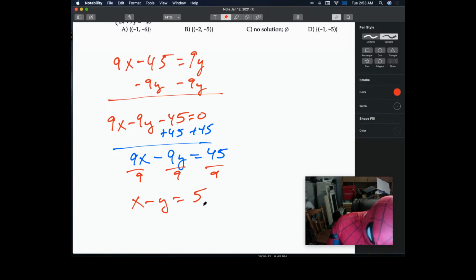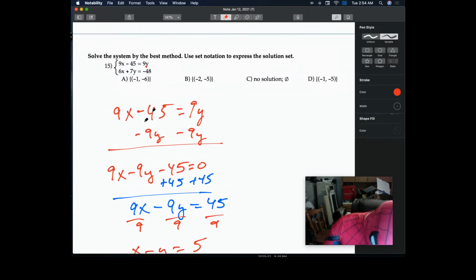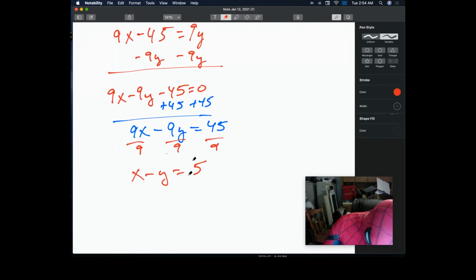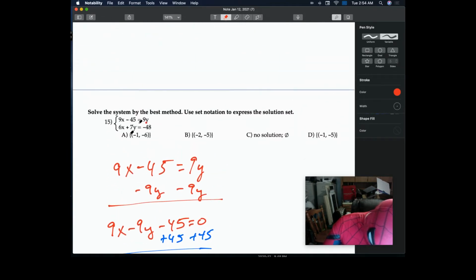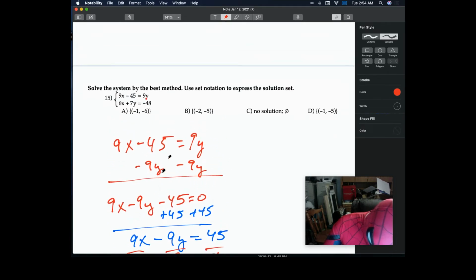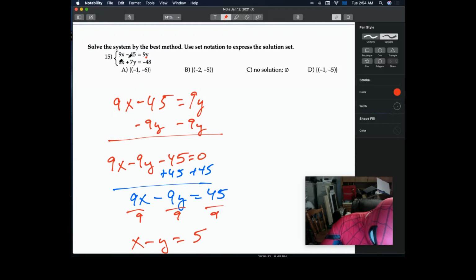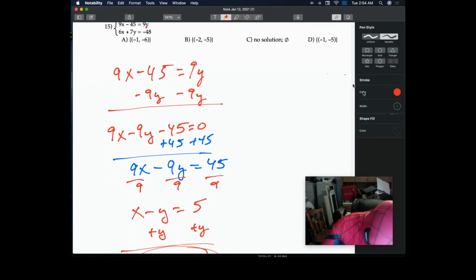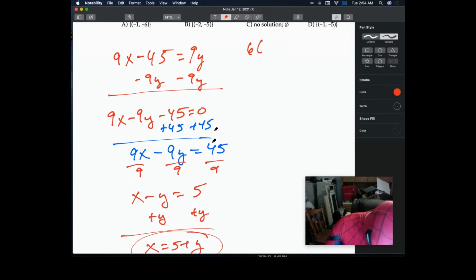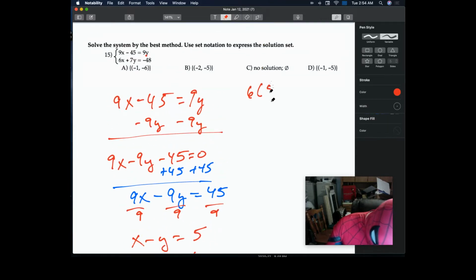Okay? So with that, there's a couple of ways I can approach this. This is a simplified version of the one on top. I originally was thinking about doing this via elimination, but to be honest with you, if I just add y back over, why don't I just take x, which is equal to 5 plus y, and plug that back into the bottom one. So we're going to end up getting 6 times, what's my equation down here? 5 plus y, plus 7y equals negative 48.